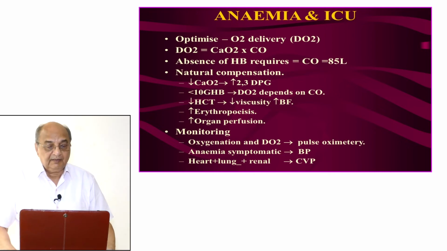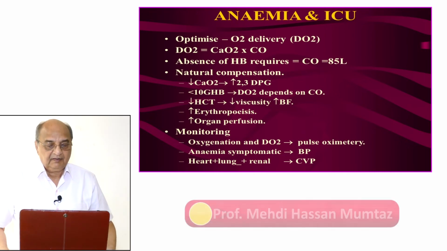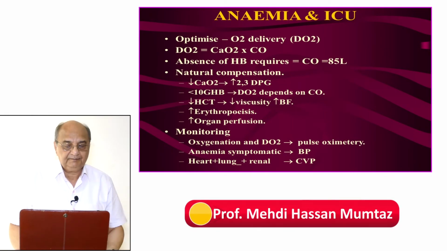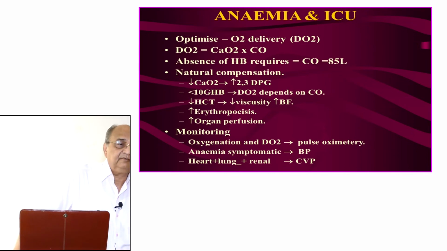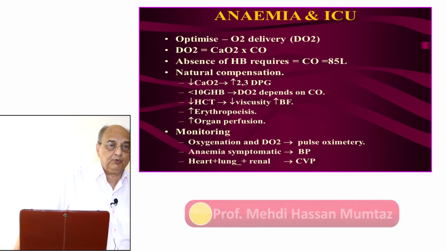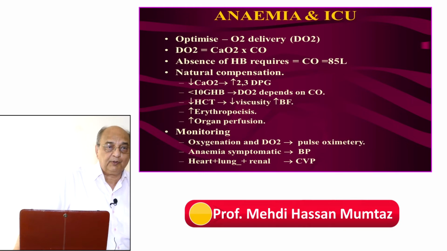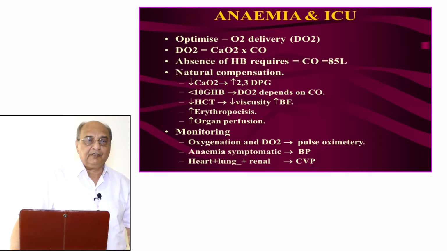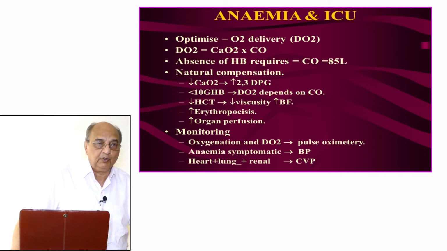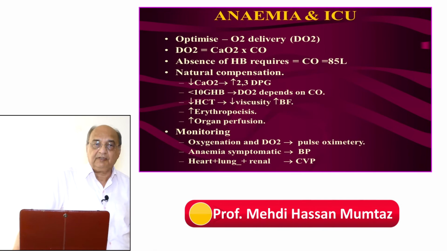Okay, then DO2 is nothing but oxygen content into cardiac output. Absence of hemoglobin. If you completely remove the hemoglobin from the blood, why has nature put the hemoglobin there? If you got only plasma, there's no hemoglobin, you need 85 liters of cardiac output to have the proper required amount of oxygen delivered to the tissues. 85 liters. So nature has reduced from 85 liters to 5 liters with the help of hemoglobin to normalize the oxygen delivery to the tissues.